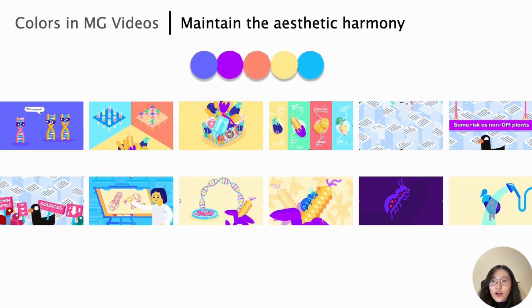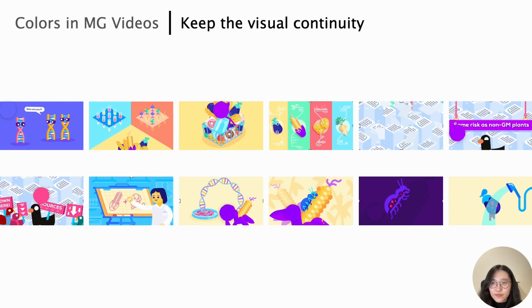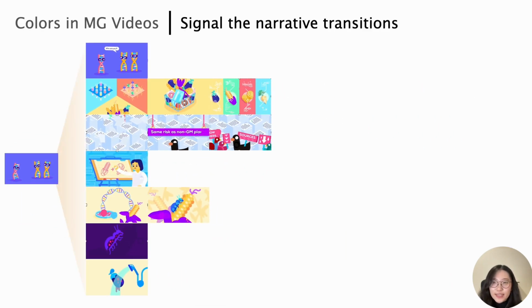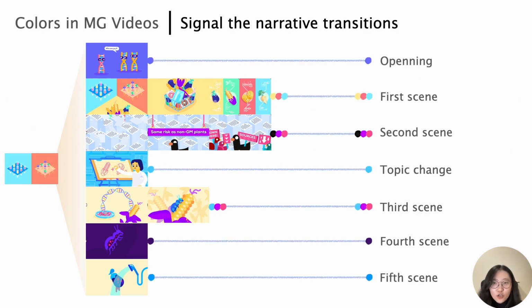First, colors establish aesthetic harmony, making the video pleasing to our eyes. And second, they ensure visual continuity, creating a cohesive look that reinforces the brand or the creator's identity and personality while keeping the audience engaged from start to finish. Colors also serve as a subtle cue to indicate narrative transitions, for example, reminding viewers of plot shifts or scene changes. Despite the color's importance, working with colors in motion graphic videos is very challenging.